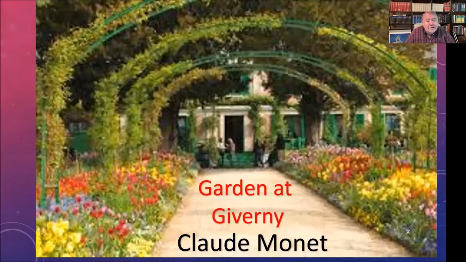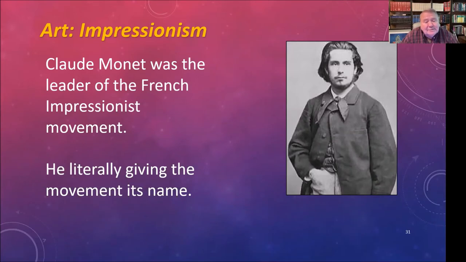The painting that you're looking at right now is the walkway into the back entrance of Giverny. And you can see the flowers, the vines as they grow up over the pergola-type arbor that you walk through to get in. Monet was the leading French Impressionist. And again, he literally gave that movement its name. We get the name Impressionist painting from Claude Monet.